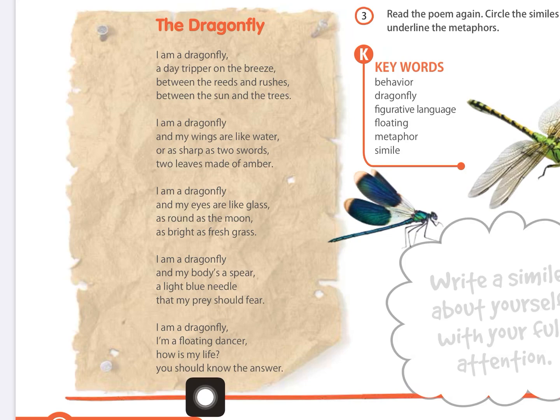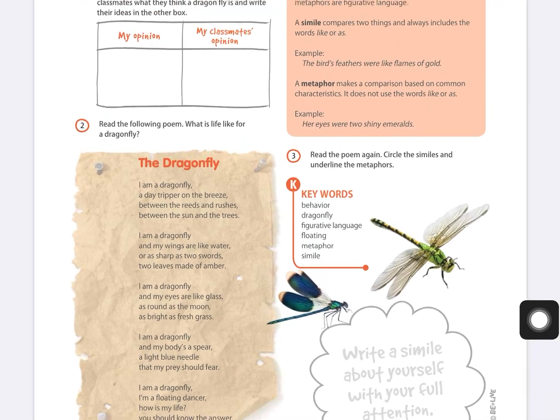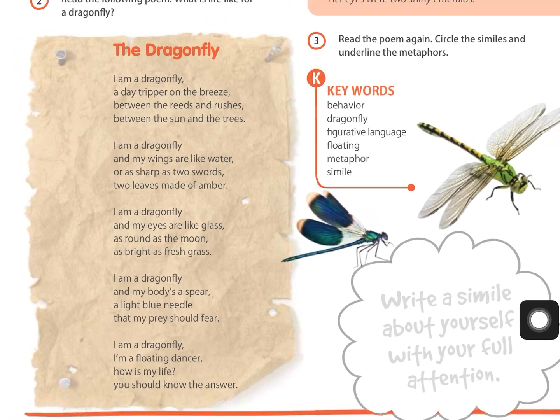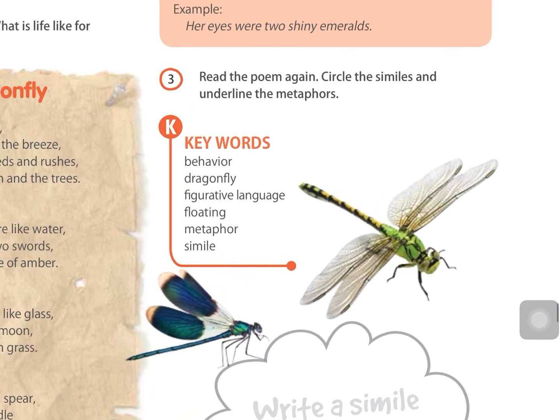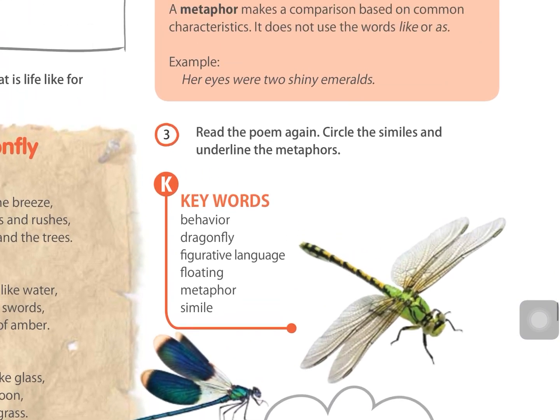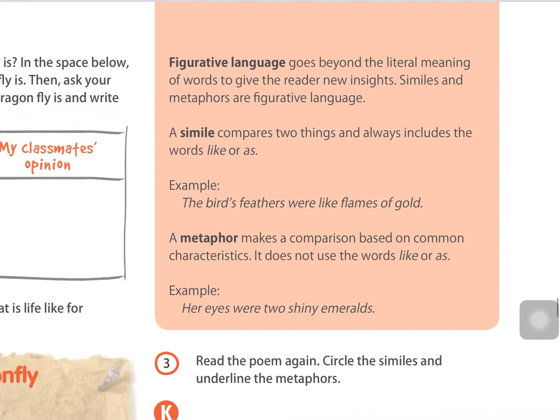How is my life? You should know the answer. Perfect. When you have this text, you know what a dragonfly is. Okay, perfect. It could be a dragonfly.